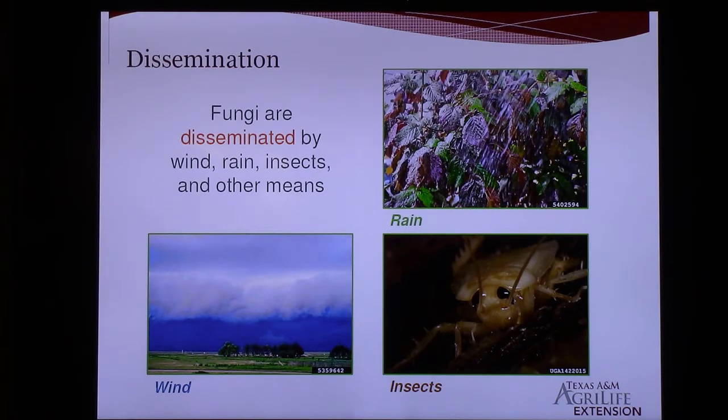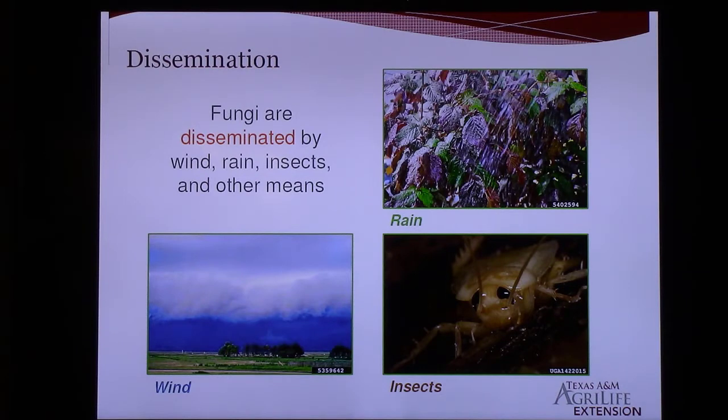So how do our fungal pathogens spread? They're spread by the wind, or they're disseminated by the wind. The wind blows and it blows those spores to other areas, to other plants. It's spread by rain. Whenever it rains, that rain falls on that infected plant tissue. It can pick up those spores as that rain splatters or as it runs off. It transports those spores to other plants.